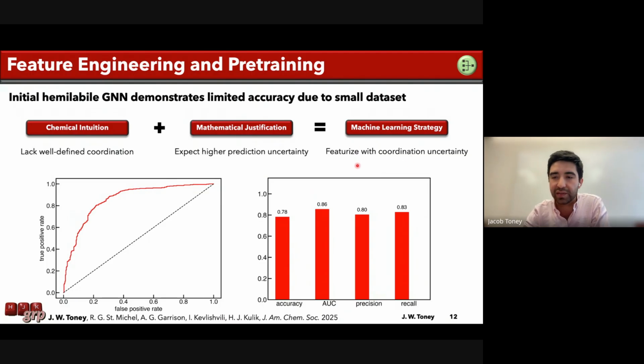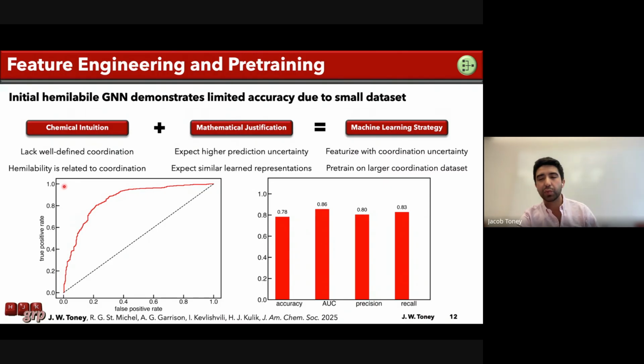So we can featurize this binary classifier with the uncertainty of the other models. We can also note that hemilability is related to coordination, like the idea that a ligand can change between two different binding modes is inherently linked to what those binding modes are. So we expect that the latent representations of these problems will be related, so we can pre-train on our much larger coordination data set of 70,000 structures.